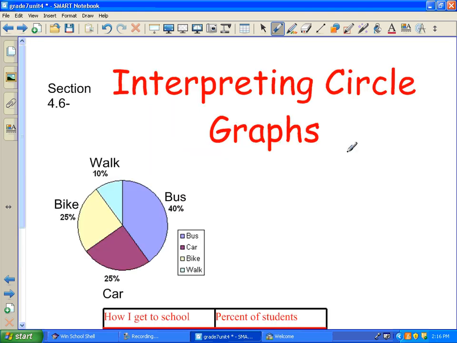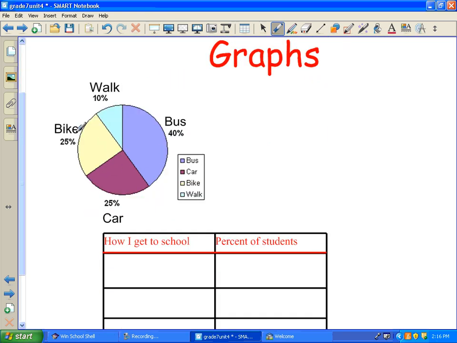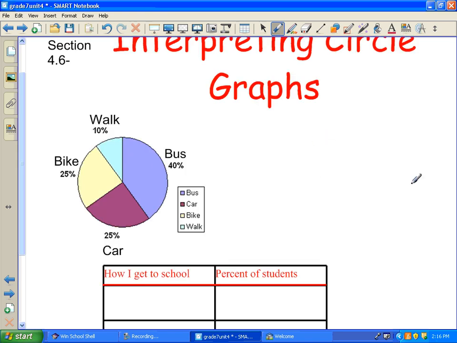Section 4.6, interpreting circle graphs. Here we've got a pie chart. Sometimes it's called a pie chart, but the proper term is circle graph. We've got it broken up according to percent. So in this one, we've got about 40% of the circle shaded in with purple. And we know it's probably pretty accurate because half of the circle, or 50%, would go right down to about there, and all that shaded in. So we're pretty close to that.